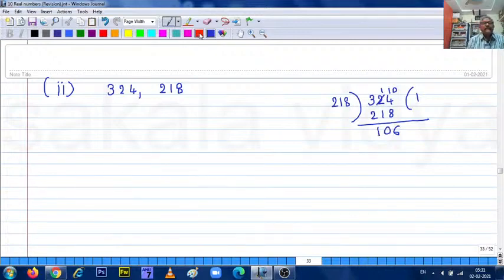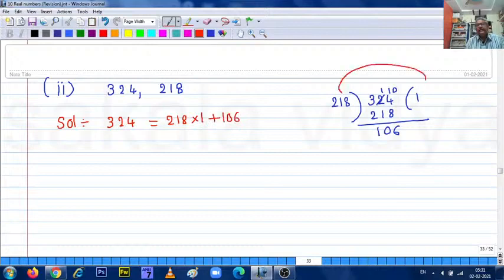So that means first step, what do you write? This 324 we can write 324 equals 218 into 1 plus 106. Just multiply these two and add this remainder. This is called remainder. So you will get the same 324 only. Now this is first. Apply the same division on 218 and 106.